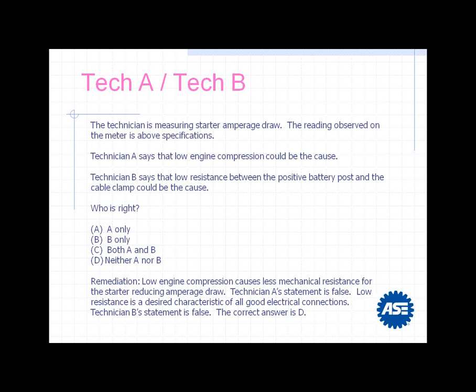Technician A and Technician B questions always use the same organization of answer options. Who is right? It's always A is A only, B is B only, C is both A and B are correct, and D is neither A nor B is correct. So in this case, they're both wrong. They both made a false statement. The correct answer to this question is D.